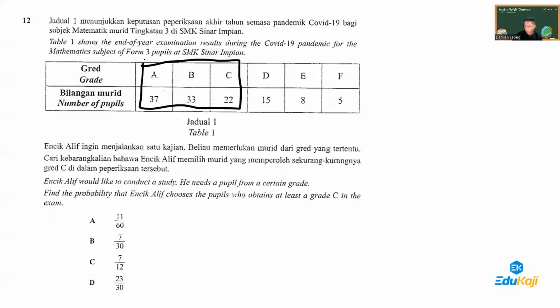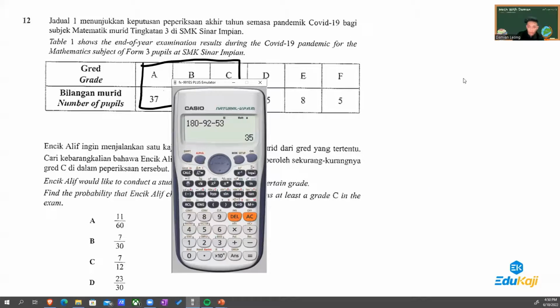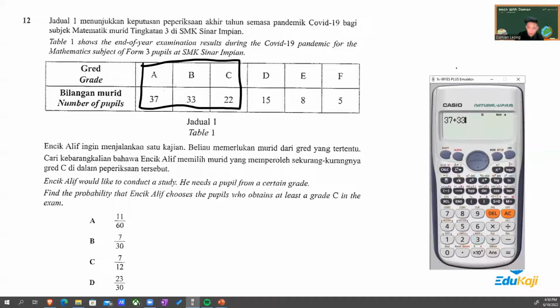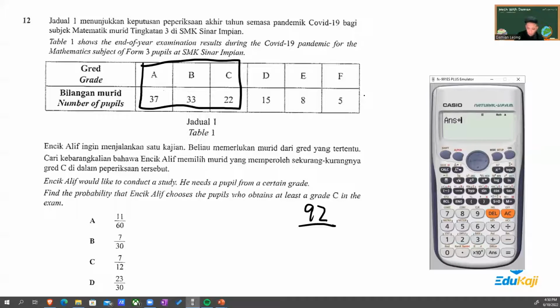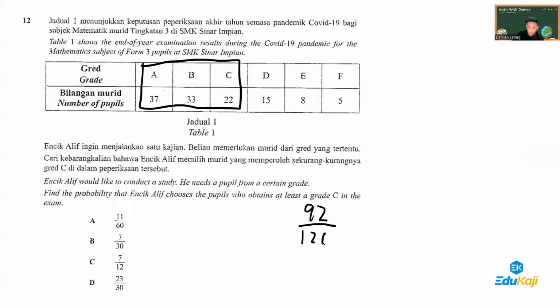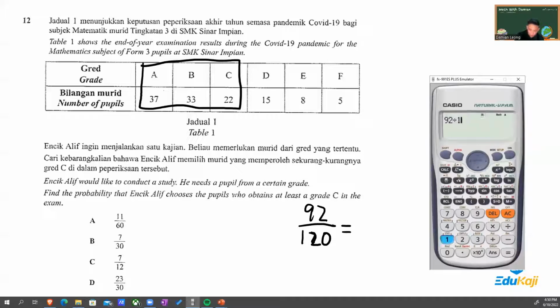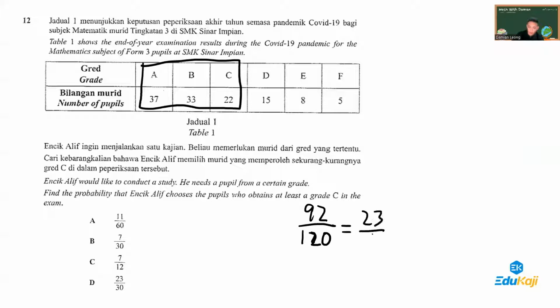So probability that they obtain at least C grade means number of them who obtain at least a C grade means I add up these three. 37 plus 33 plus 22, 92. Divide by the total number of students. So plus another 15, 8, and 5. 120. So simplify the fraction. If you're not sure how to simplify the fraction, just use your calculator. It will simplify for you. 23 over 30. Which is answer D.